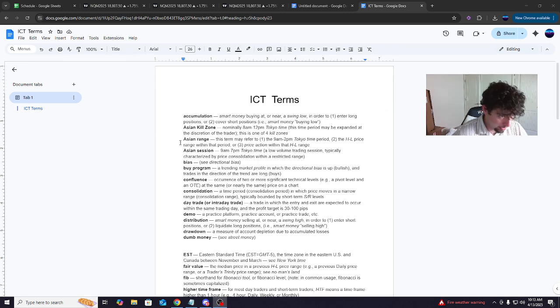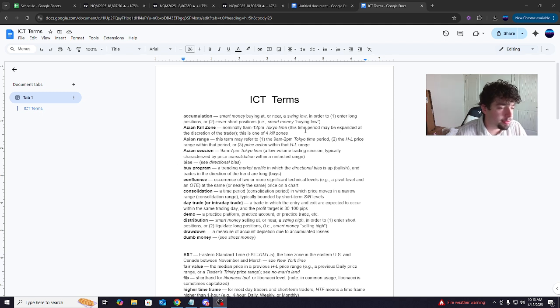So from there we have Asian kill zone. That's pretty straightforward. It's 8 a.m. to 12 p.m. Then we have Asian range, which is 9 a.m. to 2 p.m. Asian session, which is 9 a.m. to 7 p.m. So there's three different sessions. We have the Asian session, London session, and then the New York session. And there's obviously smaller ones within those, but those are the gist of the bigger ones.